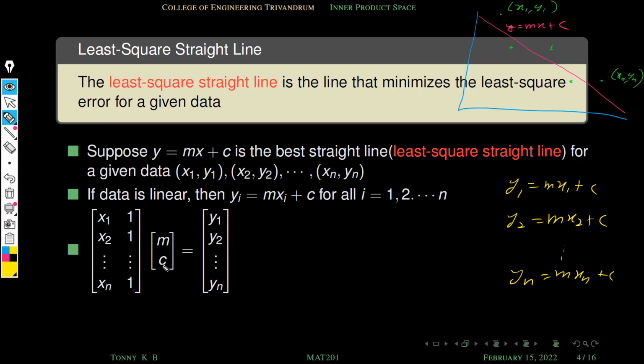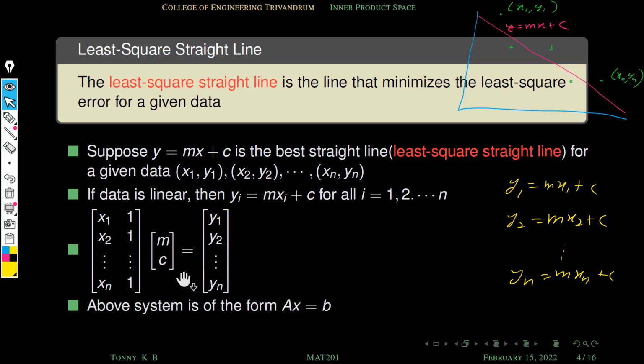But what is our situation? In most applications, there is noise in our data points. So it is clear that there is no solution for the system. Suppose the points are not on a straight line, there is no solution m and c, right? So our aim is to find a best m and c for the system.